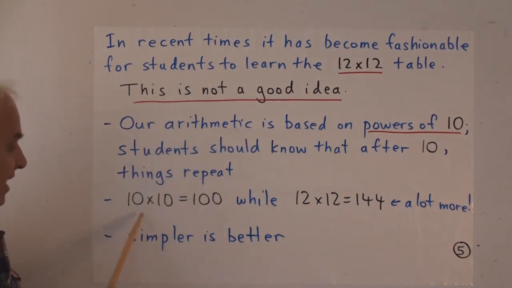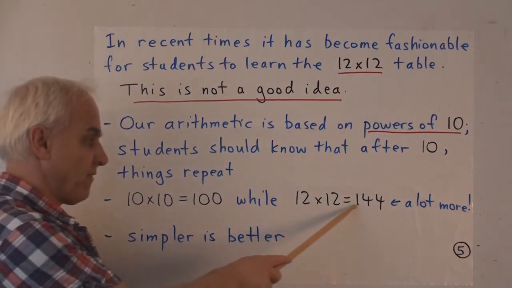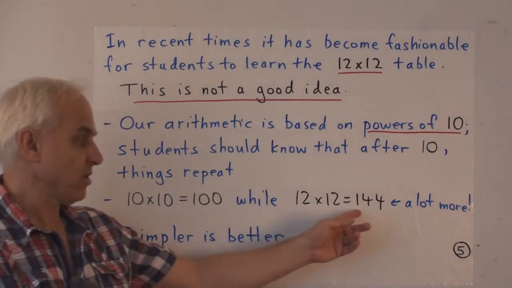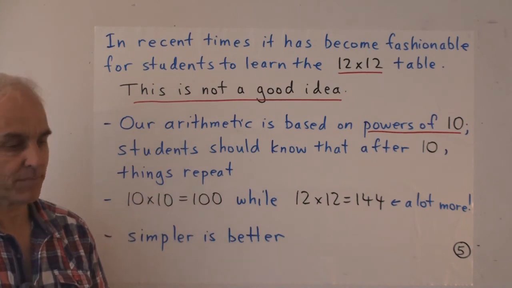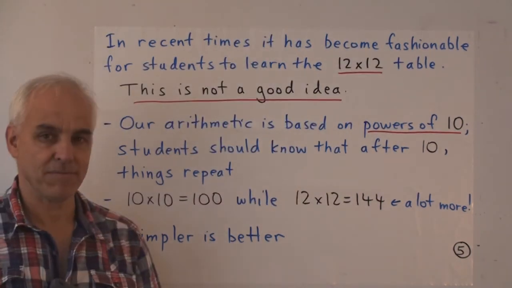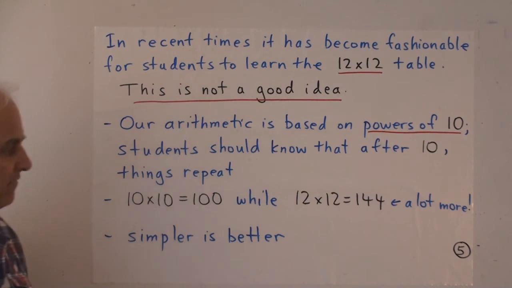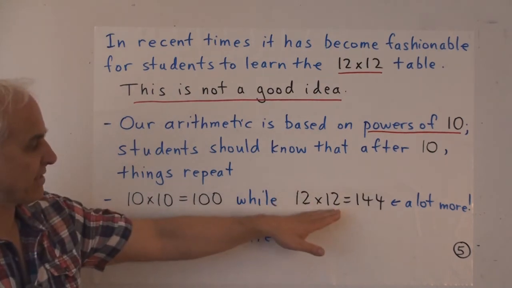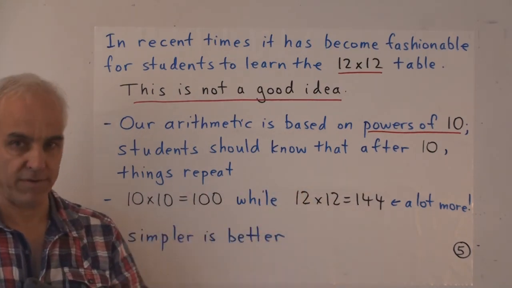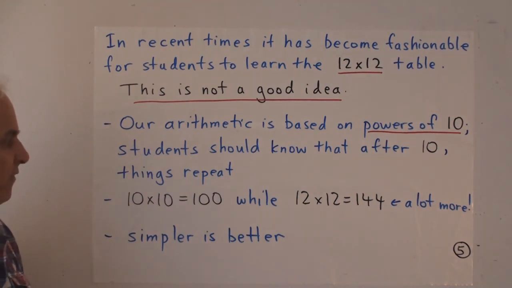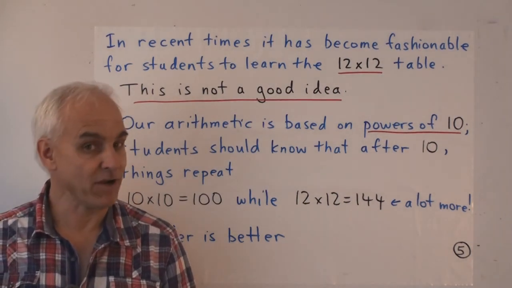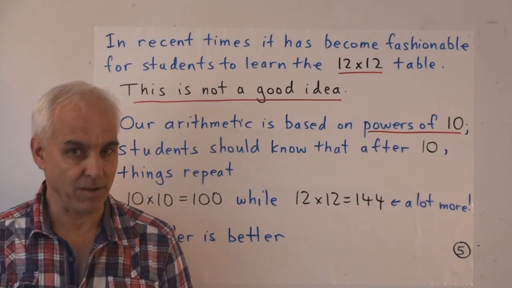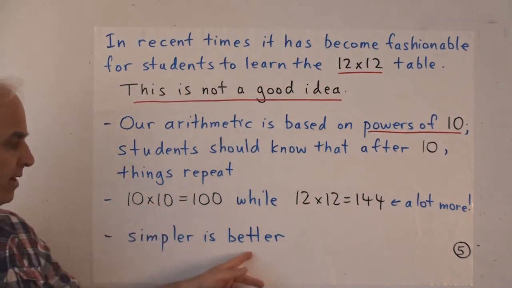Another reason is simply that 10 times 10 is 100, while 12 times 12 is 144. So there's quite a lot more to learn in the 12 by 12 table. Now I know multiples of 11 are pretty simple, but nevertheless this additional work that's necessary is not really worth it. It's already enough of a burden for students to learn the 10 by 10 table. I would much rather that they learn the 10 by 10 table really well than the 12 by 12 table kind of really well. All right. Simpler is better.